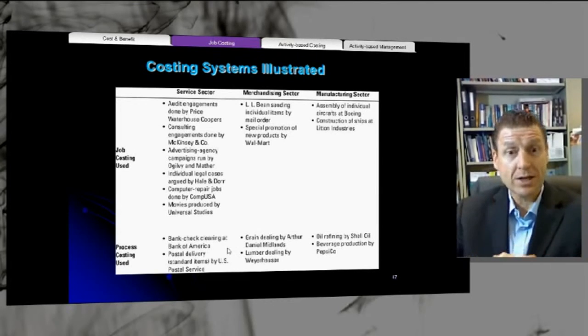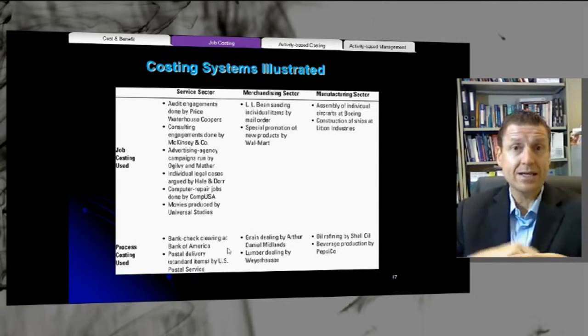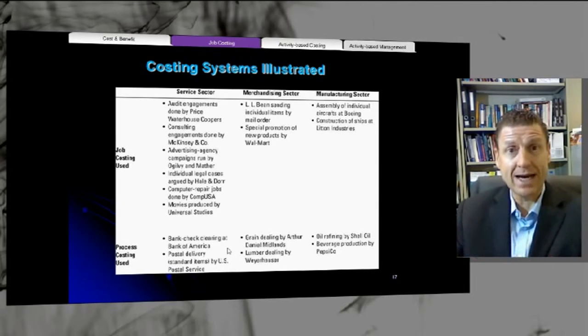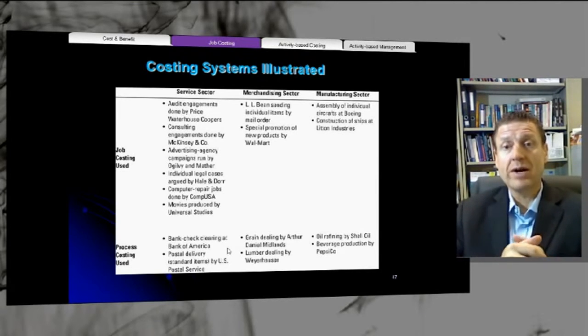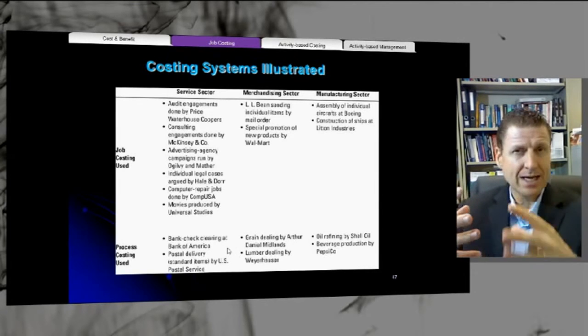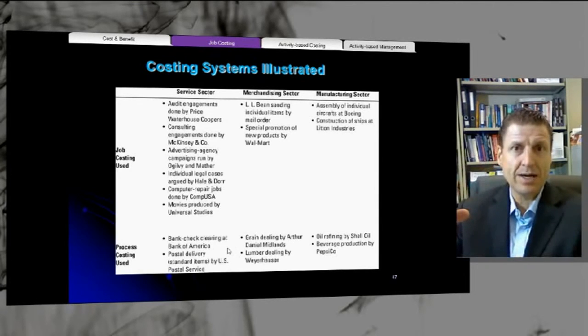Under process costing, we can see that some of the bank activities, postal delivery, grain dealing, that is the primary produce, where every grain is basically the same, so you're just selling the grain by the ton, or dried fruit, you're selling the fruit by the ton. Or we've got oil refining by Shell Oil, beverage production by PepsiCo, where you're just selling liquid, and basically it's by the litre or by the gallon, depending on which country you're in.